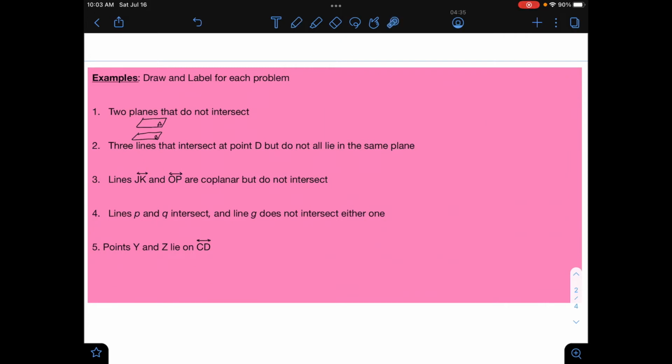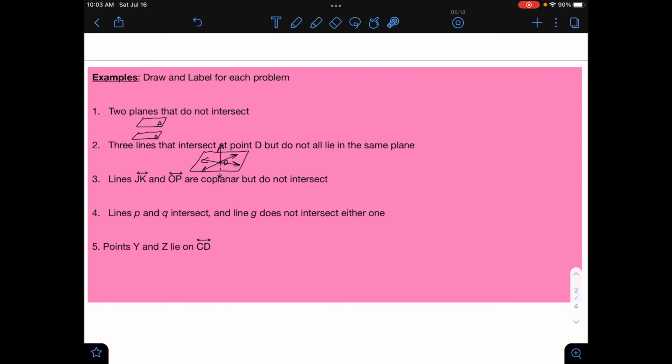Okay, next we're going to do 3 lines that intersect at point D, but they don't all lie in the same plane. So we're going to draw our plane over here. And how about we just draw point D here so we know they're all going to intersect at point D. So we can draw a line right here. We could draw a line right here. So those 2 are in the same plane, and that's fine. They're intersecting here at point D. So if we draw a line here, that's still intersecting at point D, but it's not in the same plane. So that does work here.